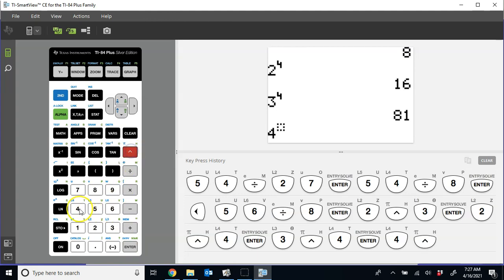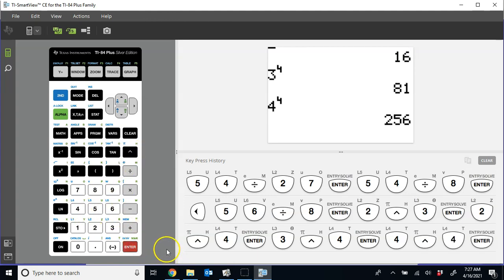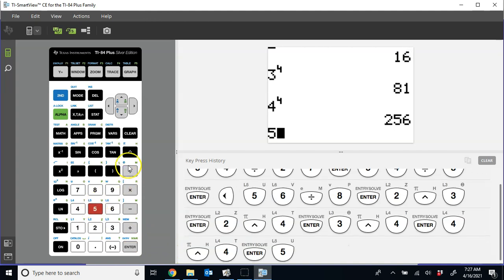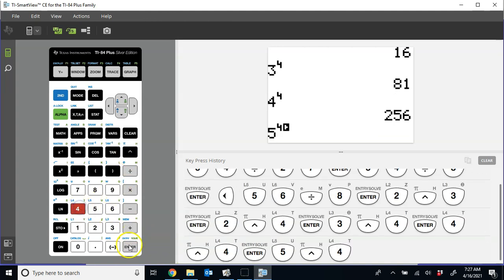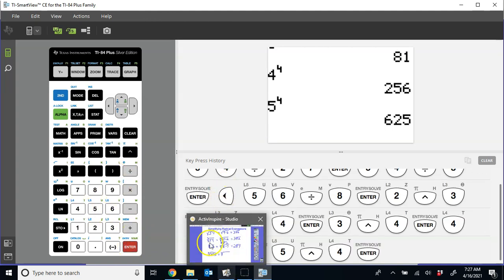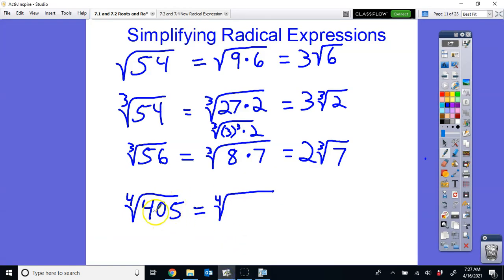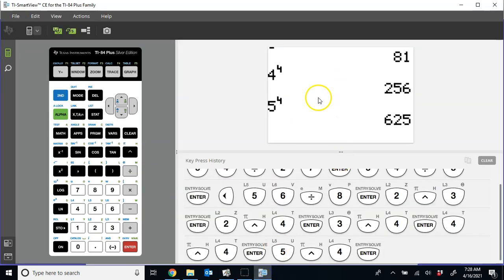4 to the fourth power is 256. 5 to the fourth power is 625. Now notice 625 is already too big for this one. So when I'm looking at perfect fourth powers, they jump up pretty quick. And so you don't necessarily have to try a lot of them, and you don't necessarily have to have a lot of them memorized.